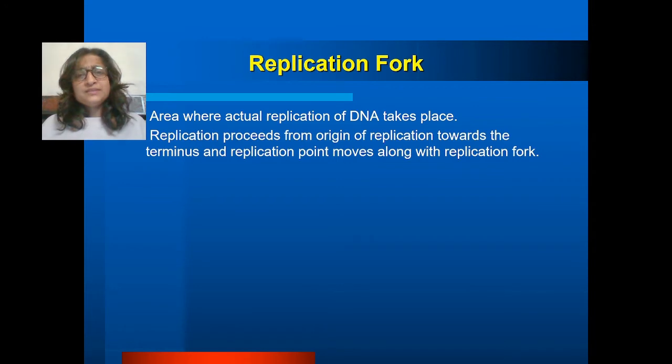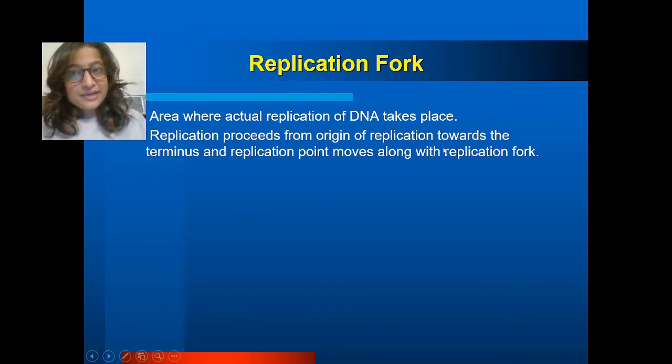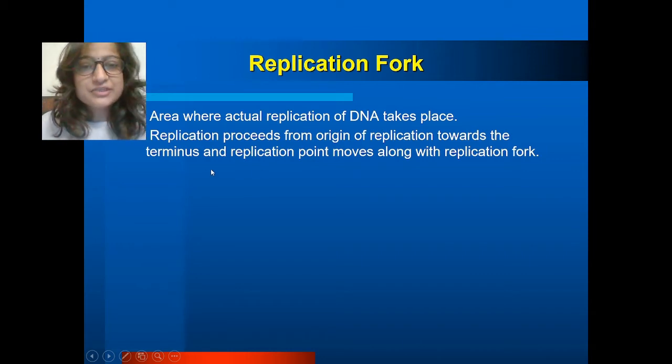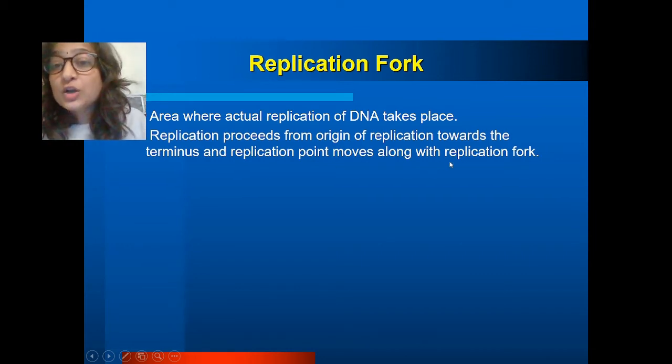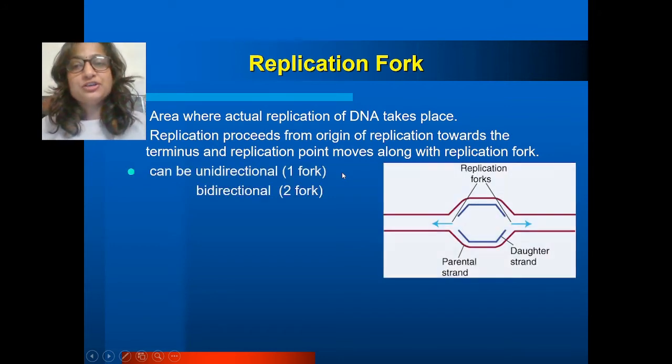Further, we know that replication proceeds from the origin of replication towards the terminus, and the replication point moves along with the replication fork. So there is a direction of replication, that is from the origin towards the terminus. So accordingly, your replication point also moves along with the replication fork.